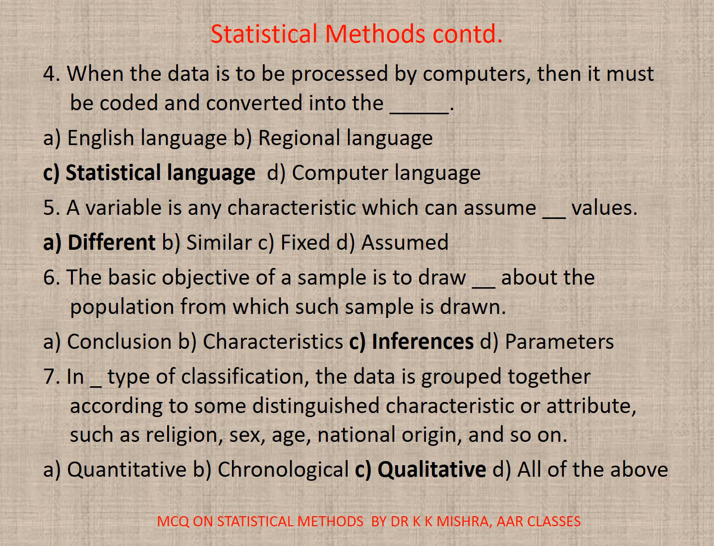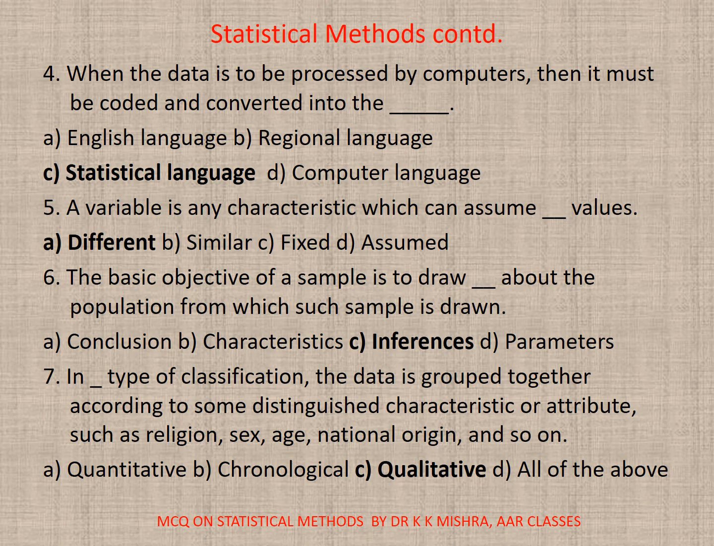6. The basic objective of a sample is to draw dash about the population from which such sample is drawn: A. Conclusion, B. Characteristics, C. Inferences, D. Parameters. The correct option is C. Inferences.